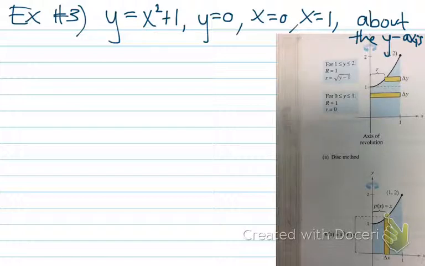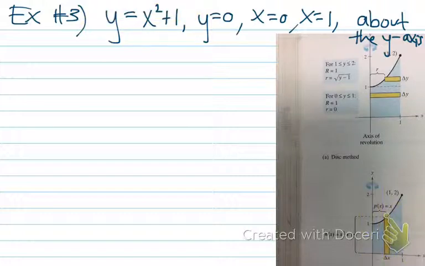Notice that we're revolving y equals x squared plus 1 with the bounds of y equals 0, x equals 0, x equals 1. We're revolving that around the y-axis. For the shell method, we're revolving it around the y-axis, which gives us nice little rectangles that are parallel to it, and it helps us because our equation is in terms of y equals already, so we know the height already and we don't have to do anything to it.